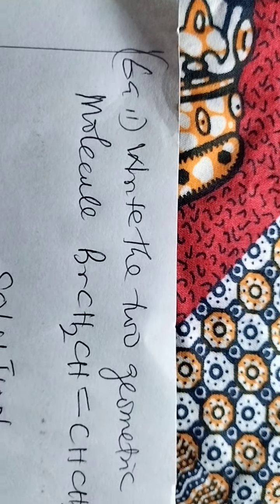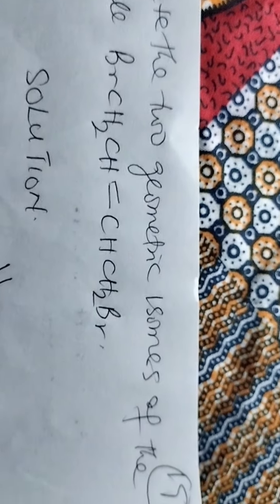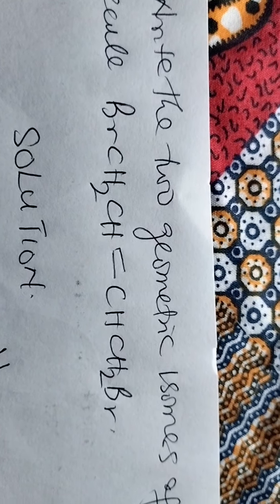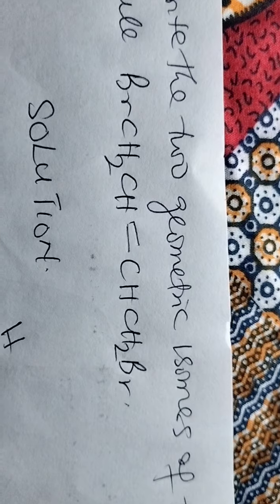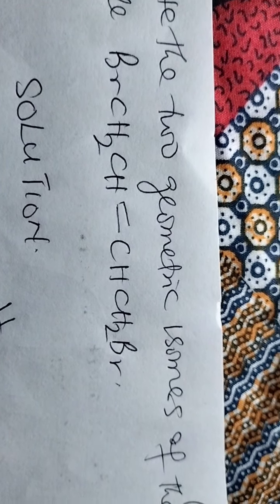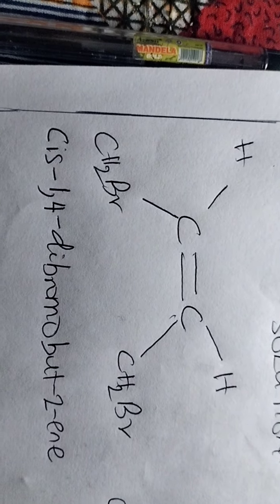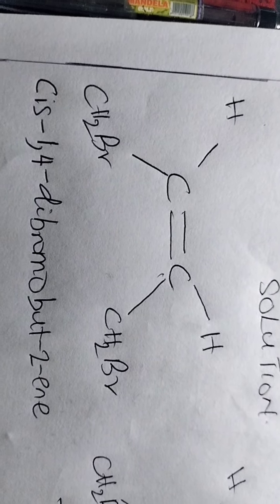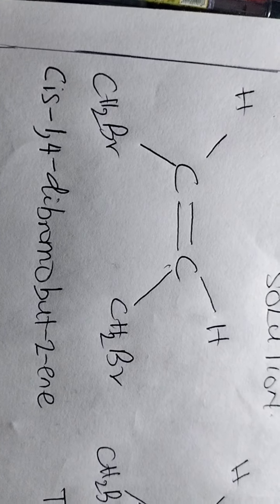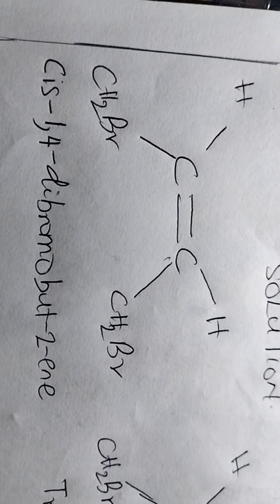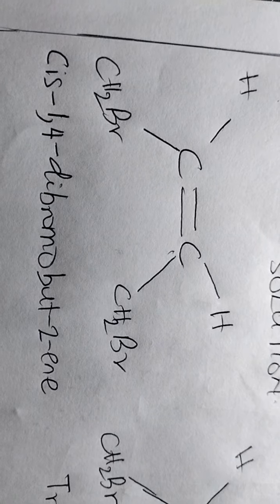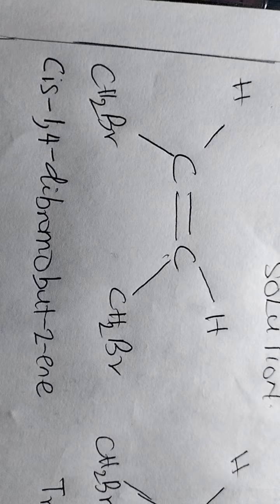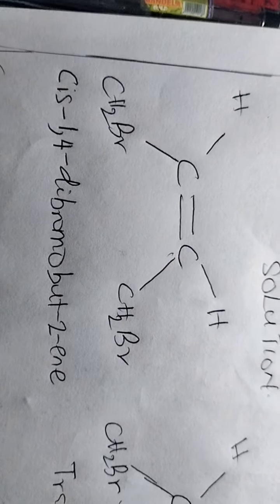Going to question 6AII, it says write the geometric isomers of the molecule BrCH2CH=CHCH2Br. We'll now go to the solution. So we see the first geometric isomer drawn there. This compound is called Cis. After Cis, there's a hyphen, then 1,4, hyphen again, dibromobutene. That's the first geometric isomer, Cis.